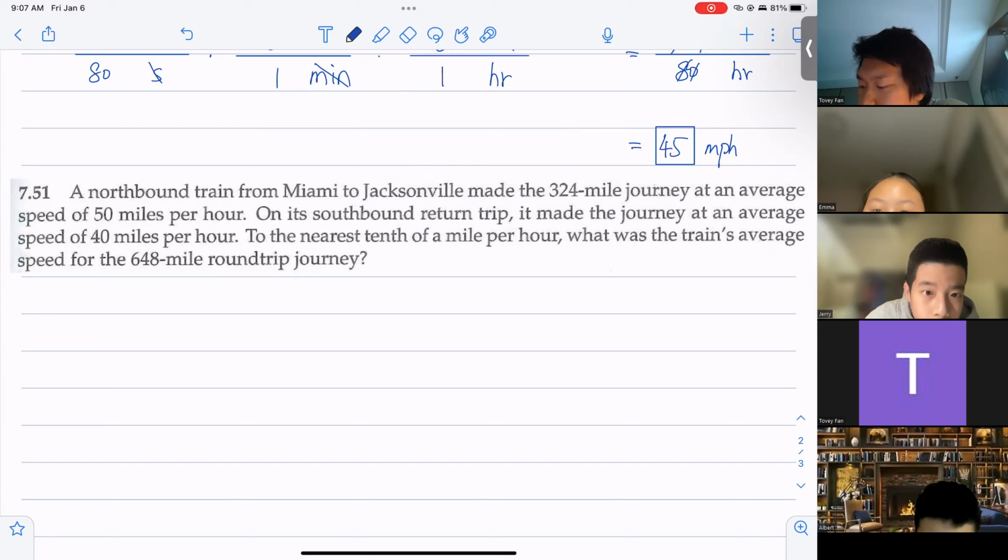A northbound train from Miami to Jacksonville made a 324-mile journey at an average speed of 50 miles per hour. The southbound return trip made the journey at an average of 40 miles per hour. Find the average speed. Okay, so another average speed question. So Emma, what do you think?